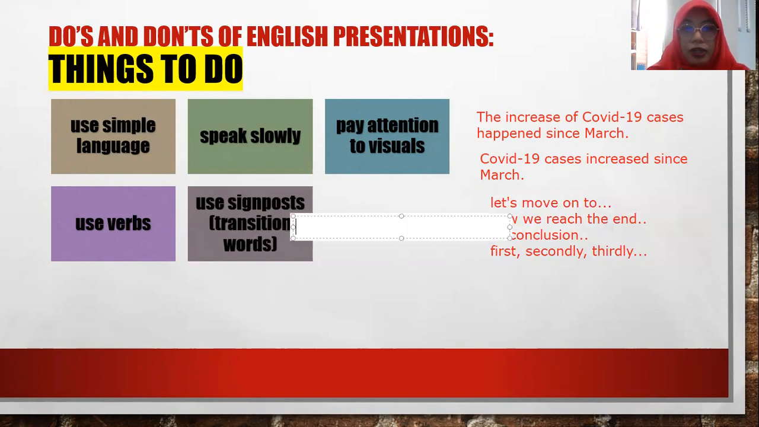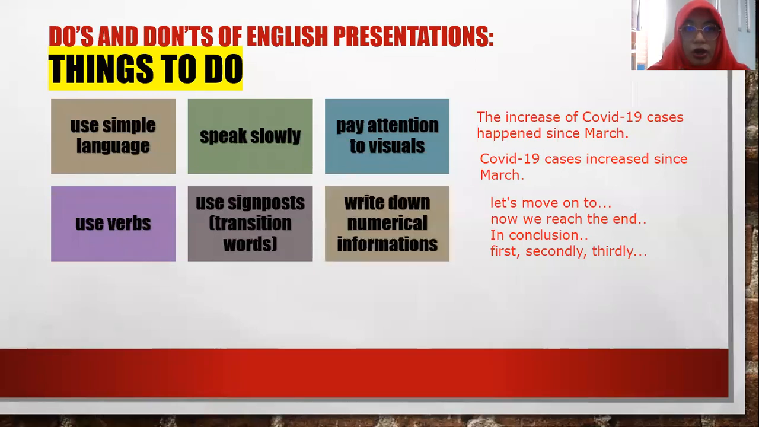Okay, the next one is write down numerical information. So if your presentation has numbers or statistics, it's good to write them down rather than just saying it, if those statistics are important. Okay, so write down and make sure you say the correct saying when you are trying to say those numbers.